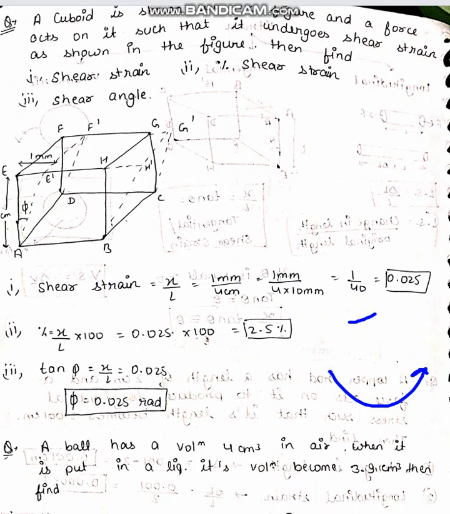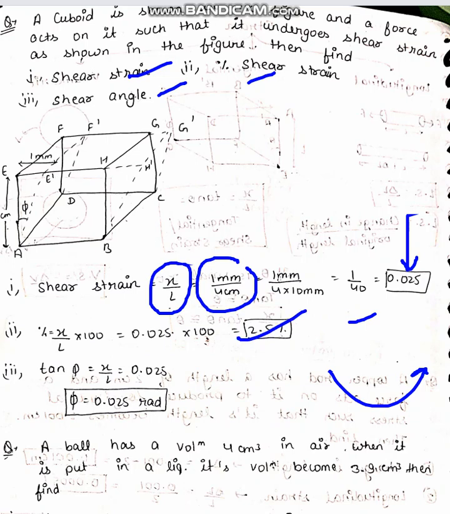Next, we have a question based on tangential stress. We need to find the shear strain percentage and the shear angle. Shear strain is x by L. So it is 1 by 4, which when calculated finally gives 0.025. The percentage is 2.5%. And the angle phi, the shear angle, is approximately x by L, which is 0.025.